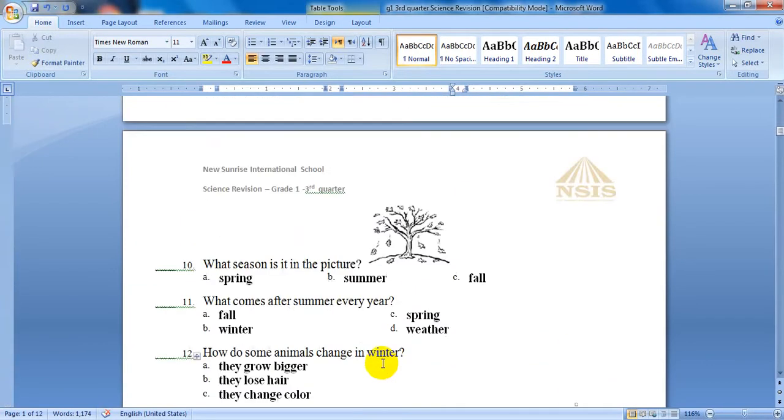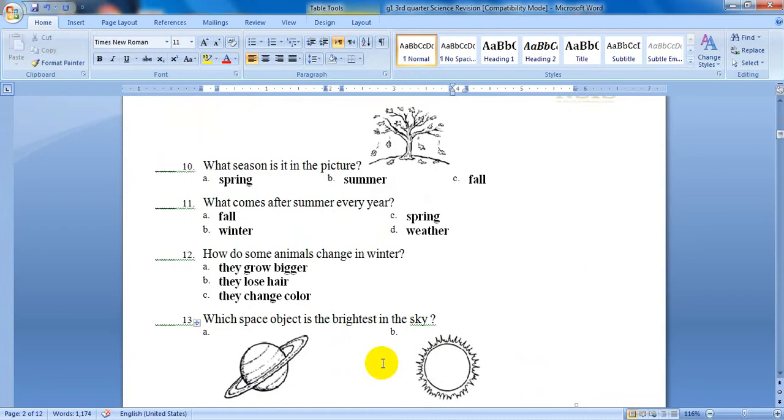Now let's move to page number 2, which starts with question number 10. What season is it in the picture? Here we have a picture of a tree which is losing or dropping off its leaves. In which season does this happen? Does it happen in spring, summer, or fall? Yeah, of course, it happens in fall.